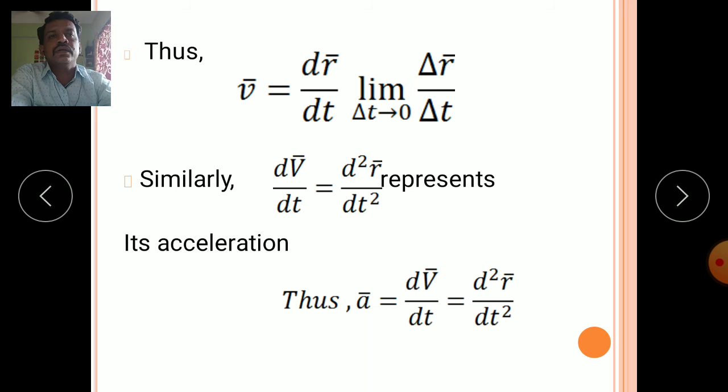Already we have seen that velocity is nothing but displacement per unit time. Similarly, dv by dt is nothing but d2r by dt square. It is the acceleration, the rate of change of velocity with respect to time. Why? Because v equal to dr by dt. Therefore, on double differentiating r with respect to t, d2r by dt square represents the acceleration. Thus a equal to dv by dt equal to d2r by dt square.